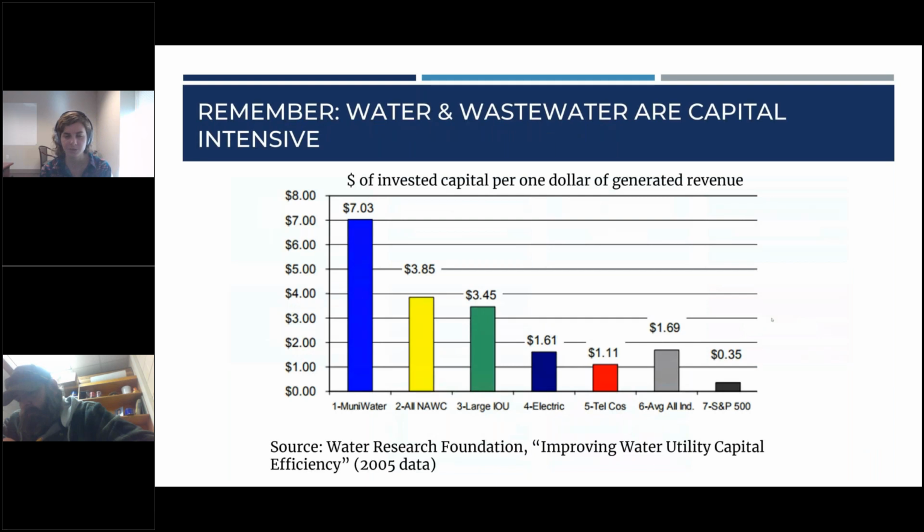And an important thing that we try to remind folks whenever we give these trainings is that water and wastewater is a very capital intensive industry. It takes a lot to provide water and wastewater services because there is so much actual infrastructure involved with providing that service. This is a pretty dated slide, but it essentially gives you the breakdown of dollar of invested capital per $1 generated revenue for a few different industries. And what you can see is that water wastewater services are far more expensive than any of the other industries that were included in this research.